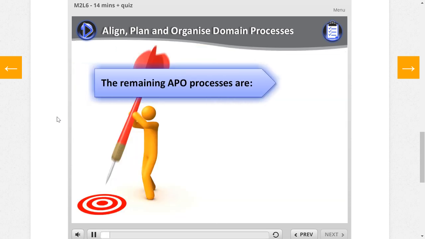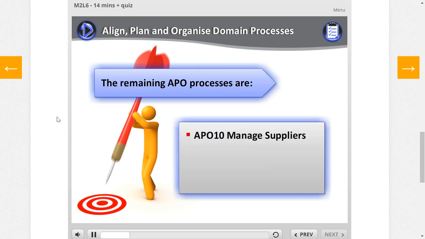The remaining 4 APO processes are APO 10. Manage suppliers. APO 11. Manage quality. Define and communicate quality requirements in all processes, procedures, and the related enterprise outcomes, including controls, ongoing monitoring, and the use of proven practices and standards in continuous improvement and efficiency efforts.